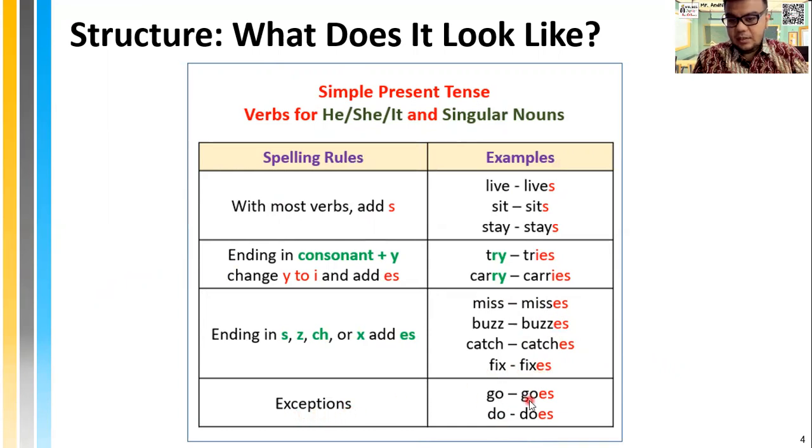But there are some exceptions here with go and do. For example, he goes to the restaurant. Tommy goes to the restaurant. Or with does here. Does, what do we say? So for example, the question is, does she like pancakes? Yes, she does, right? Yes, she does. All right.